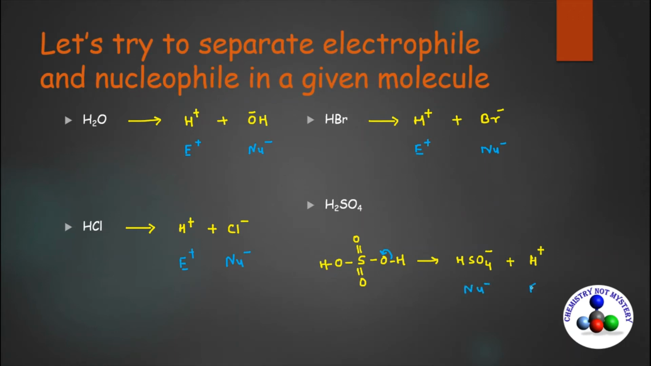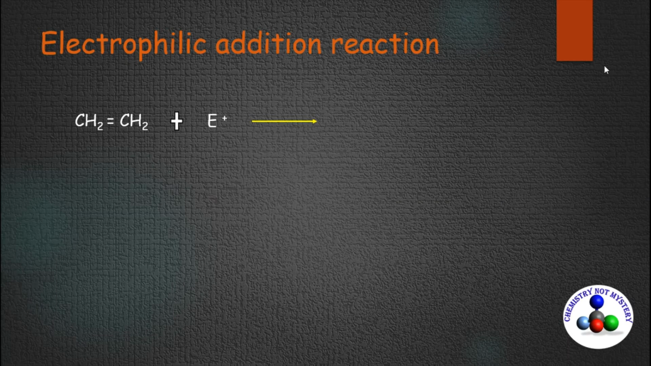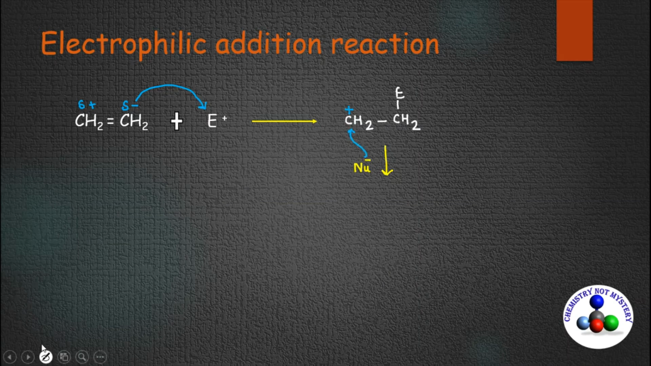Now let's try to understand electrophilic addition reaction to an alkene. When an electrophile approaches the pi bond, electron density shifts towards one of the sp2 carbons due to the electromeric effect, and it develops a partial negative charge and forms a bond with the electrophile. The other sp2 carbon develops a positive charge to which the nucleophile gets attached. In this reaction, a carbocation is formed as an intermediate.